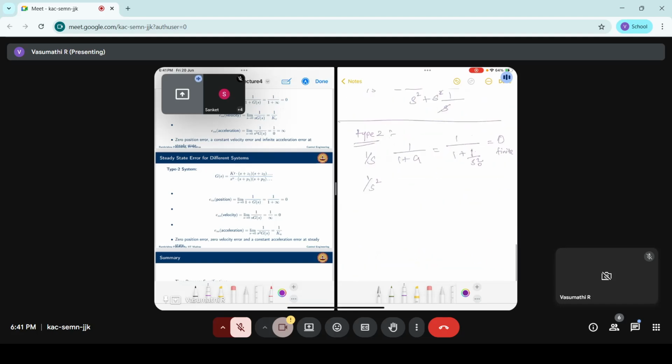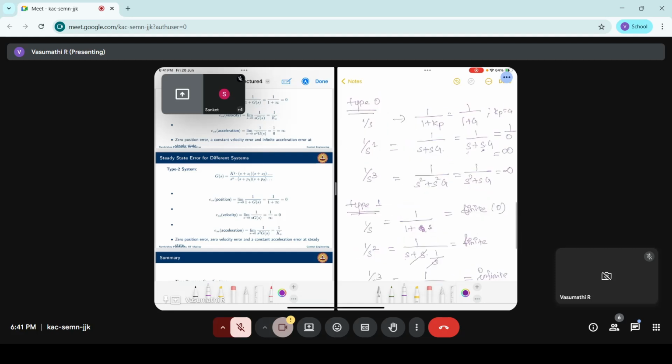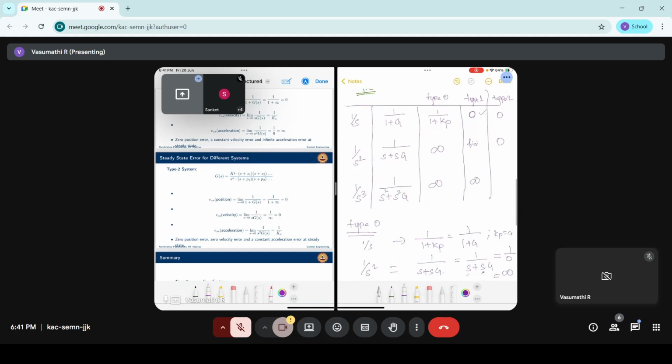When I consider the input as 1 by s square, s plus s into 1 by s, this s will get cancelled, and this will be s square. 1 by s is equal to 0, this will be infinity. Anything by infinity will be 0. Again finite. This is also good.